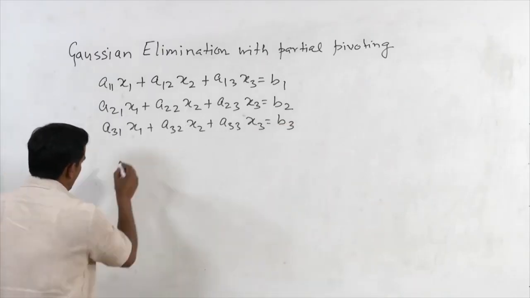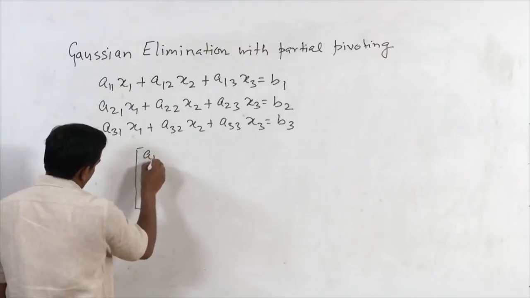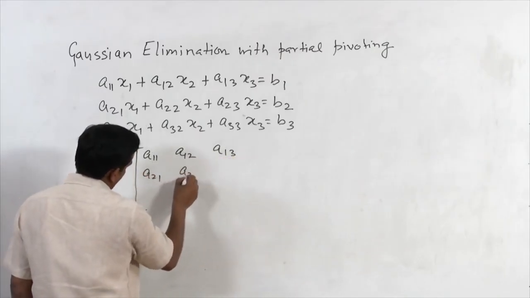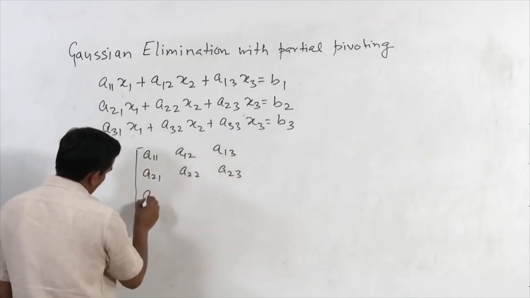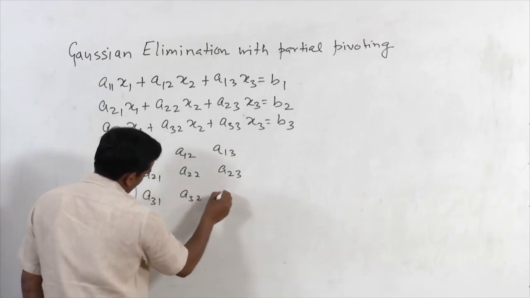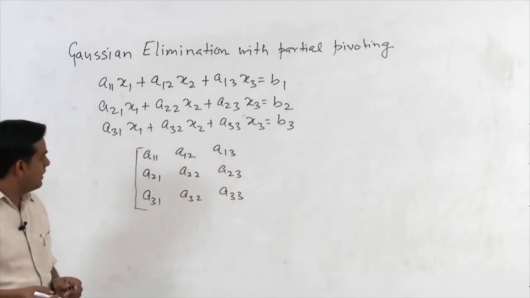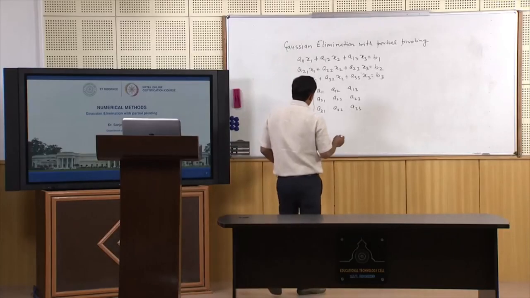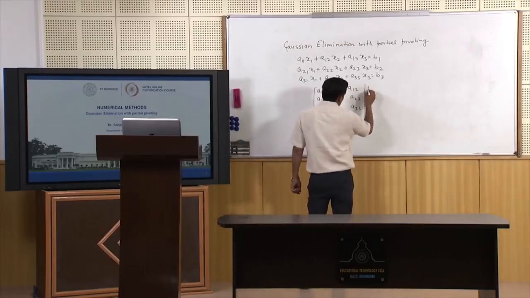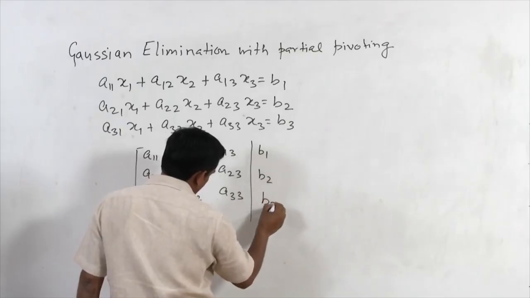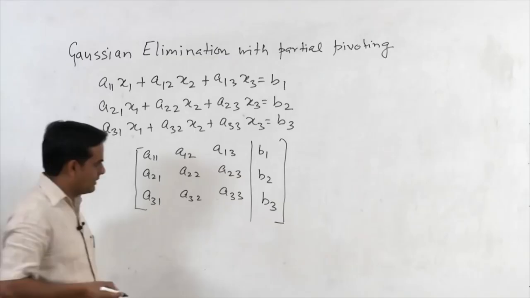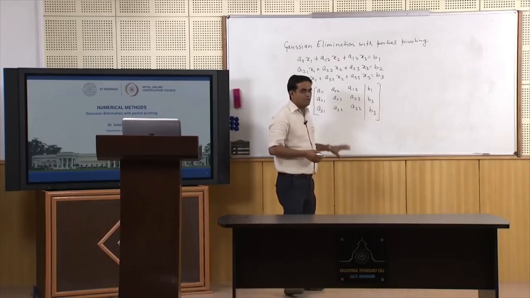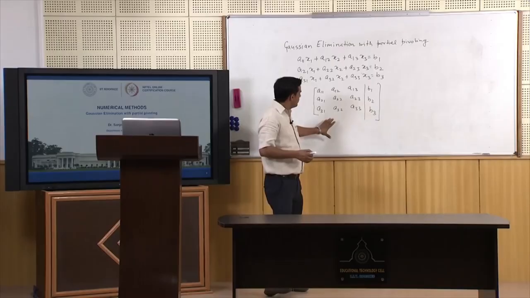and the third equation is similar. In matrix form I can write the coefficient matrix as a11 a12 a13, a21 a22 a23, and the coefficients of the third equation. These are the 9 coefficients of x1, x2, x3 in all 3 equations, and if I add the right hand side vector here, then this becomes the augmented matrix. In Gaussian elimination we perform elementary row operations on this matrix in such a way that it reduces into row echelon form.